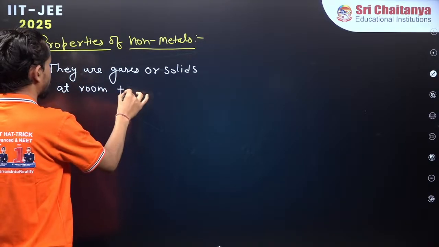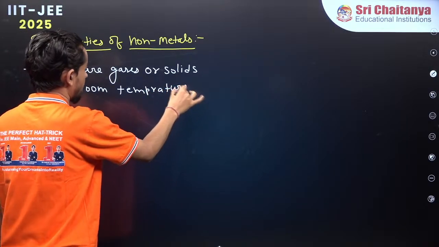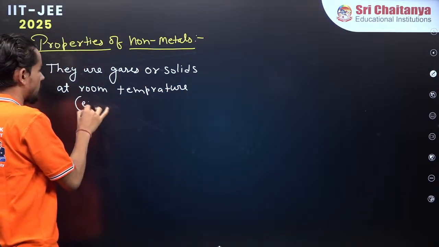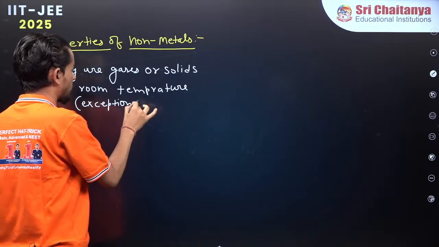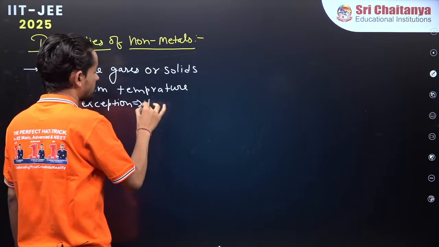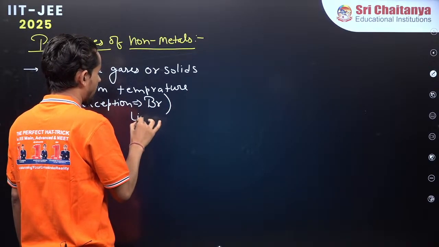Most of them at room temperature. There is one exception in this, and that is very, very important. Always remember, this is only one in the periodic table. Exception is bromine, and bromine is a liquid at room temperature.